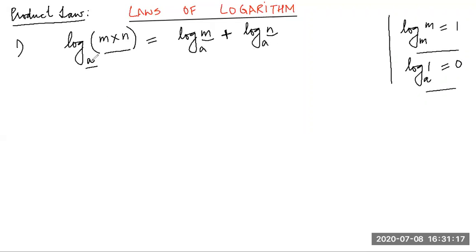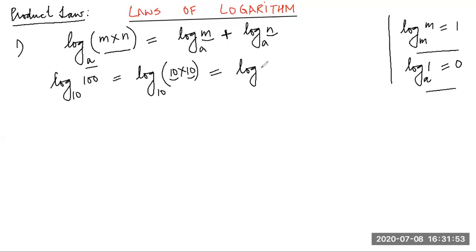So can we check it? Let's check. Let's do log of 100 to the base 10. Now by formula we know that log of 100 to the base 10 can be written as log of 10 into 10 to the base 10, and that will be equal to the sum of log of its factors to the same base. That means it will be log of 10 to the base 10 plus log of 10 again to the base 10.